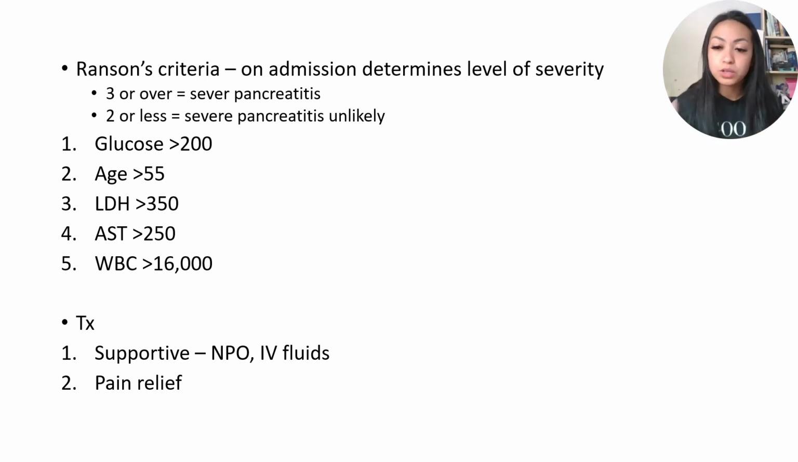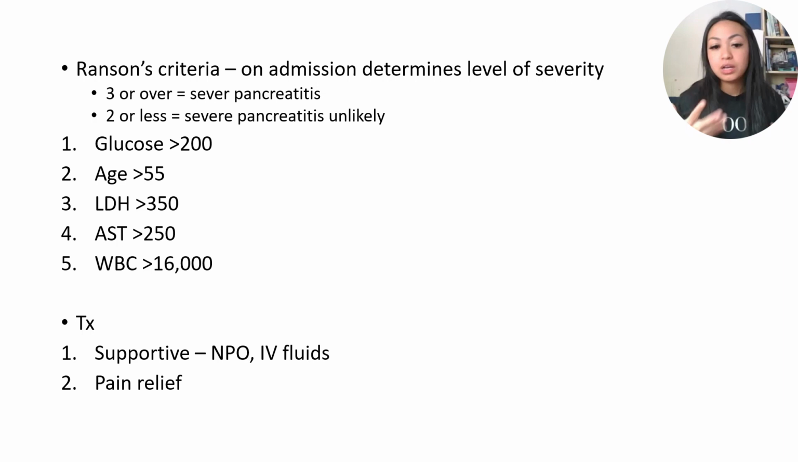So what are the parameters included in Ranson criteria? So number 1 is glucose over 200, age over 55, LDH more than 350, AST more than 250, white blood cells greater than 16,000. So I don't advise you memorizing all of this, because you could literally just Google this in practice, and I've done that. You just have to recognize them.